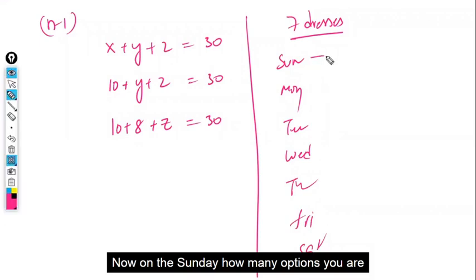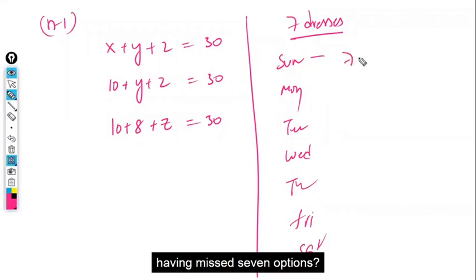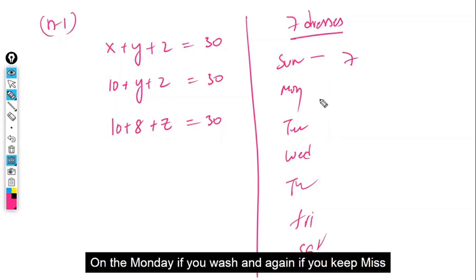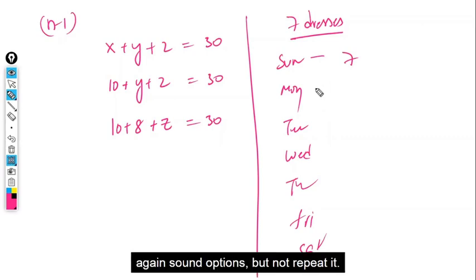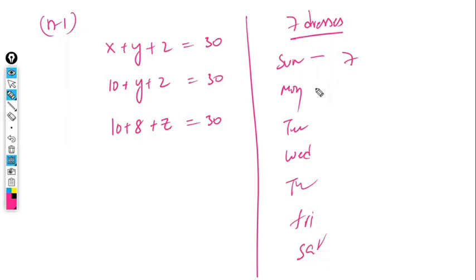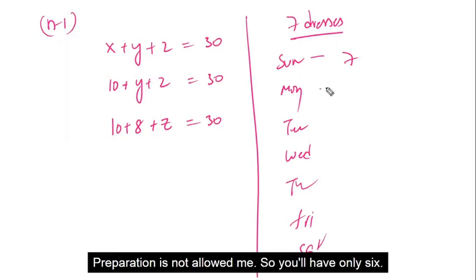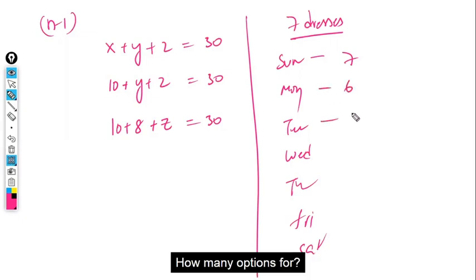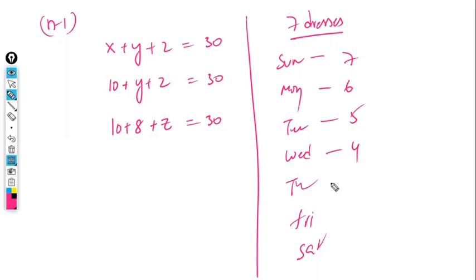Now on the Sunday, how many options do you have? Miss, 7 options. On the Monday, if you wash and keep it again, miss, again 7 options, but no repetition is allowed. Repetition is not allowed means you will have only 6. How many options? 5, 4, 3, 2.